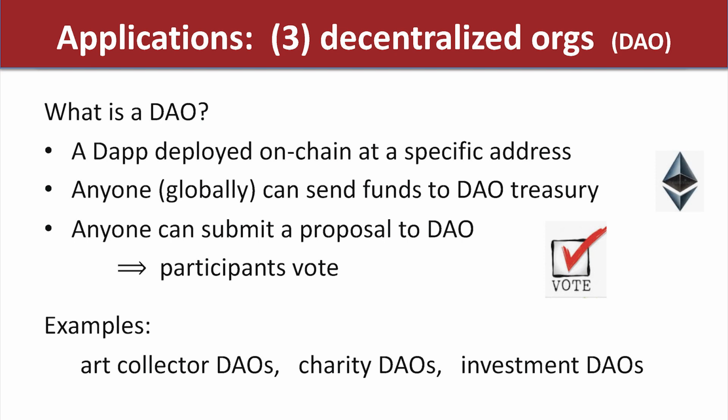Then people can submit proposals for what to do with the DAO treasury, and the participants of the DAO can vote on those proposals. Right? So this is why I said it's like a partnership where all the partners contribute, and then together they decide what to do with the treasury. And so there are DAOs, for example, for collecting art.